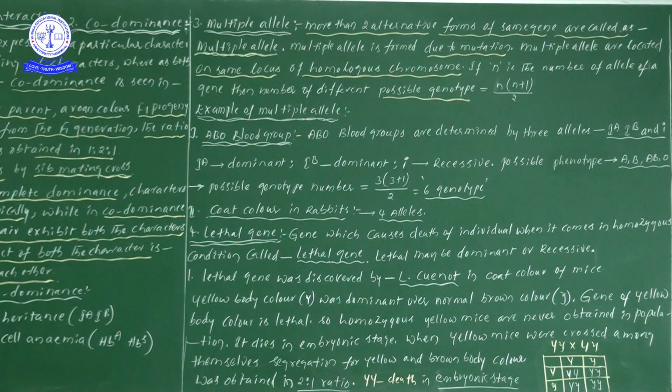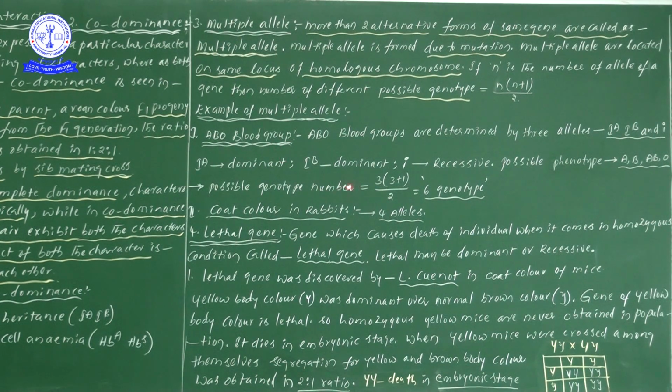So my dear students, save one point. In ABO blood group, the total number of alleles is 3, the total number of phenotypes is 4, and the possible number of genotypes is 6. Simple: alleles 3, possible phenotypes 4, and possible genotypes 6. That is enough. That is the information regarding ABO blood groups.